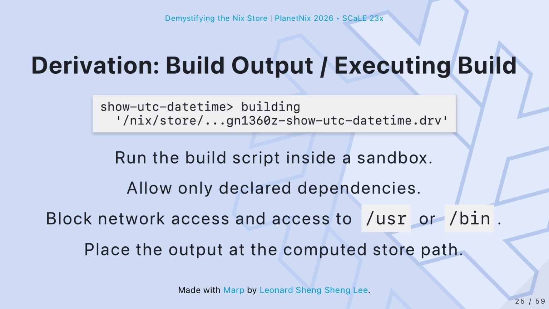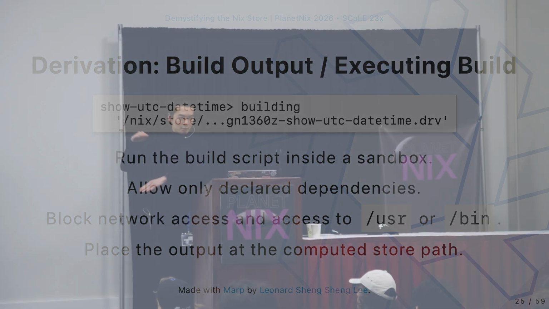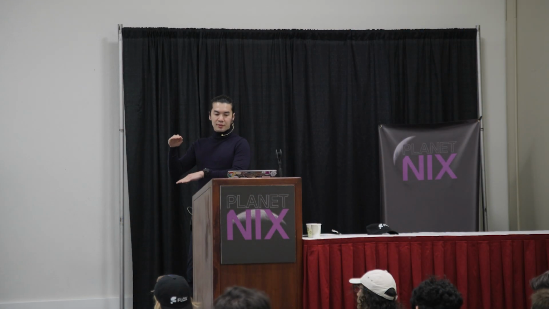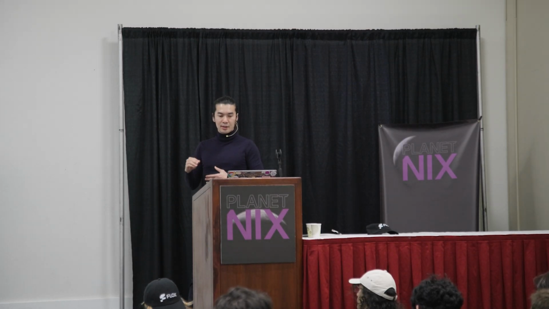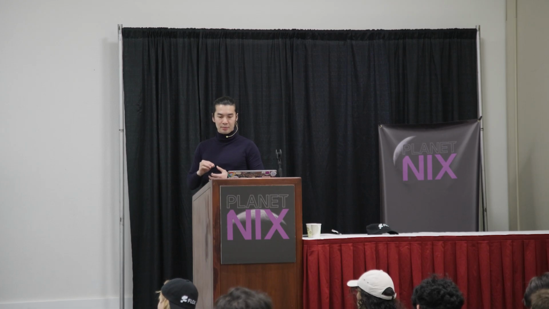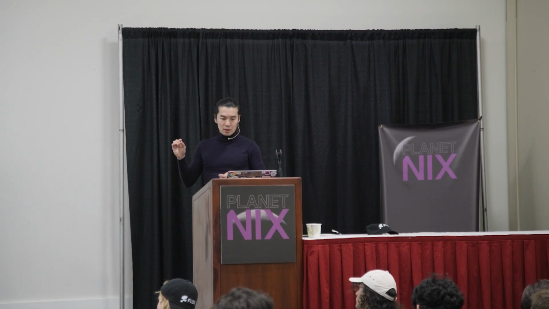Now, we'll look in a bit more detail at the structure of the derivation file. The derivation file is actually what Nix executes. It contains the fully resolved build recipe with all the store paths being realized. The output section tells us exactly where the build results will land. Both the derivation hash and the output hash are deterministic.